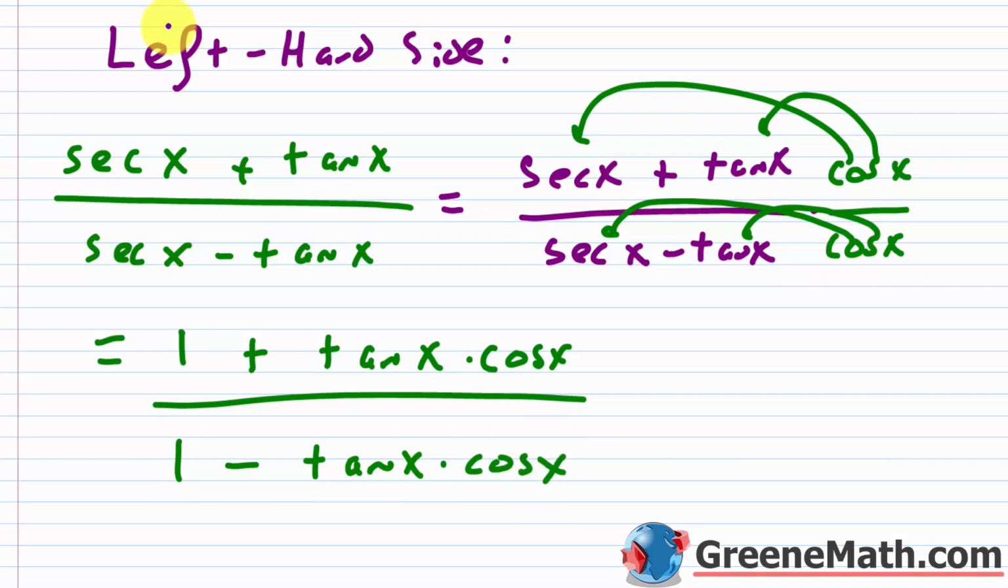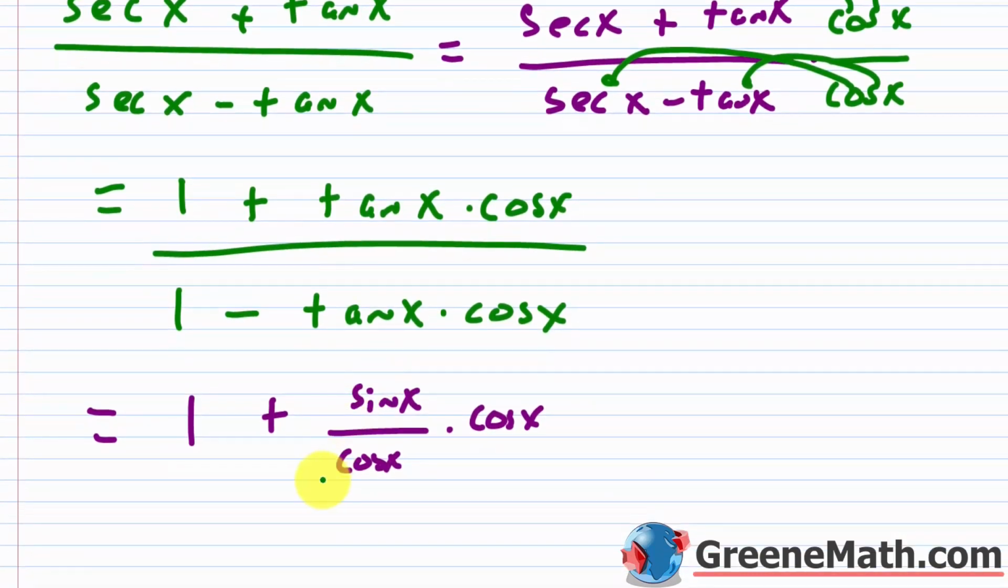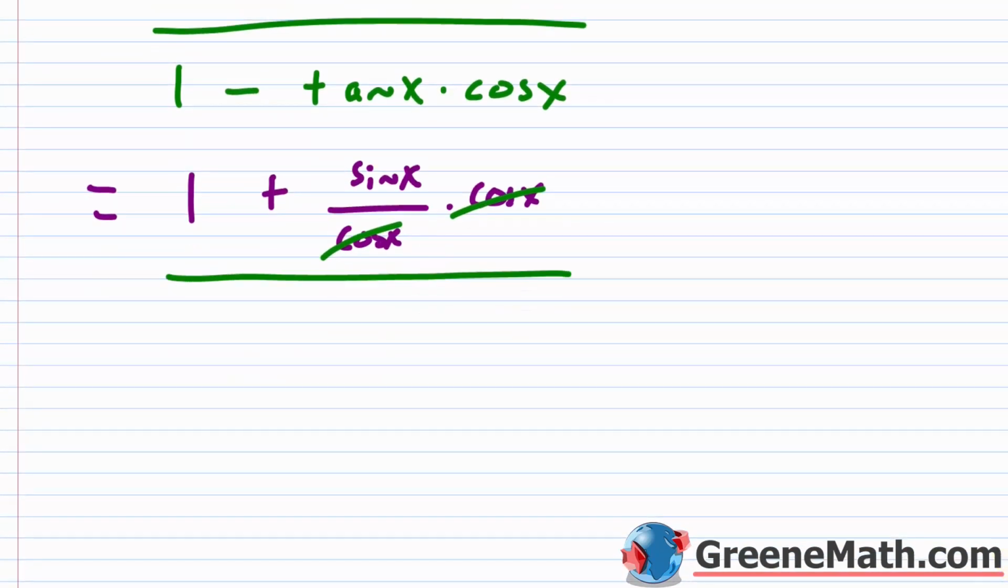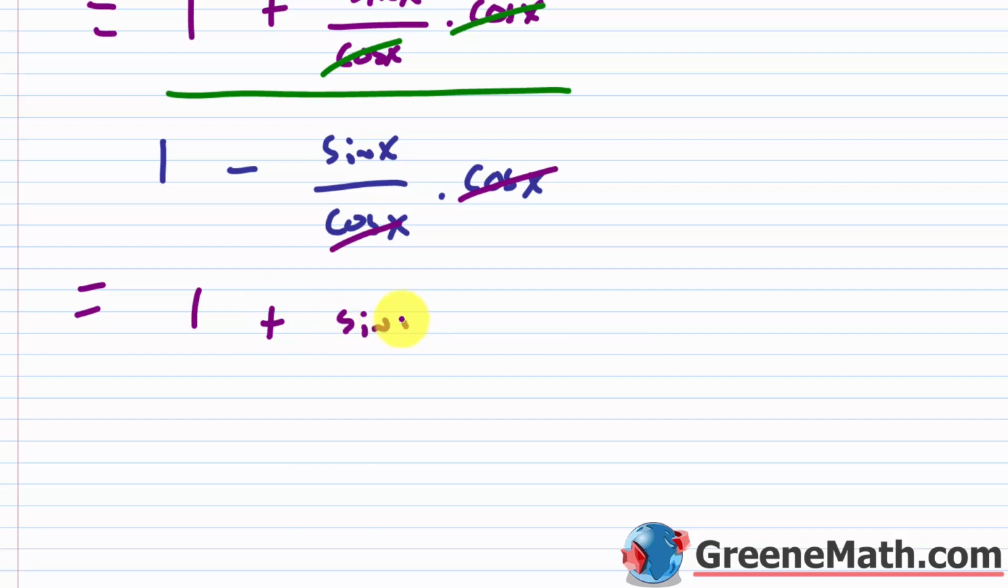Okay, so from here, I'm going to keep simplifying. Let's put 1 plus sine of x over cosine of x times the cosine of x. Again, this is going to cancel. So this cancels with this. So we have 1 minus, again, I'm going to write this as the sine of x over the cosine of x times the cosine of x, okay? So this is going to cancel, and I have the sine of x there, okay? So let's write this one more time. We'll put 1 plus the sine of x over 1 minus the sine of x. So that's pretty simple. It's in terms of sine, okay?